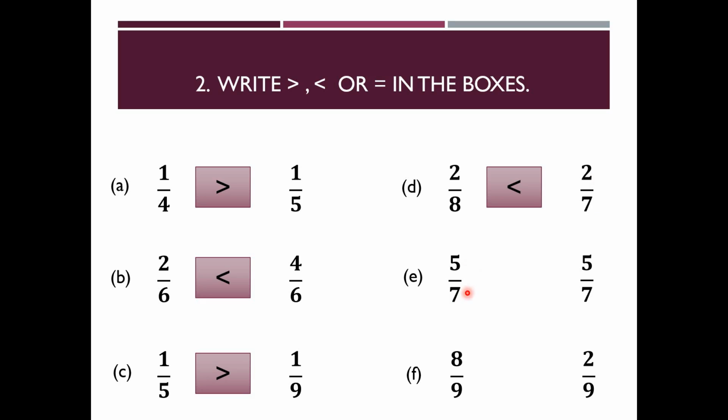Next we have 5 upon 7 and 5 upon 7. Obviously this is equal. It is simple to understand. Next, 8 upon 9 and 2 upon 9. Here we have the denominator same. When the denominator is the same, then the fractional number that has a greater numerator is greater. Therefore, 8 upon 9 is greater than 2 upon 9.